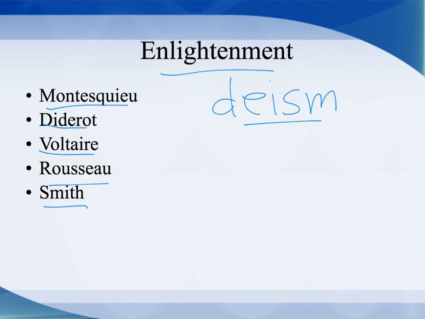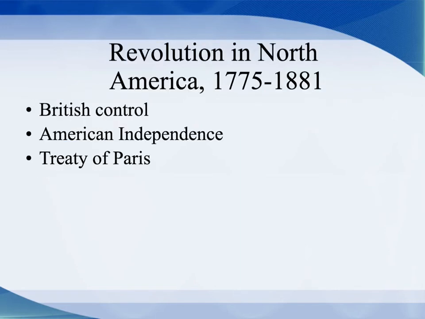He also argued that it was human nature for people to want to better their condition. So naturally there would be upward mobility. People would want to work hard so that they could improve their situation in life. So that brings us to the revolution in North America, sometimes called the Revolutionary War or the War for Independence.